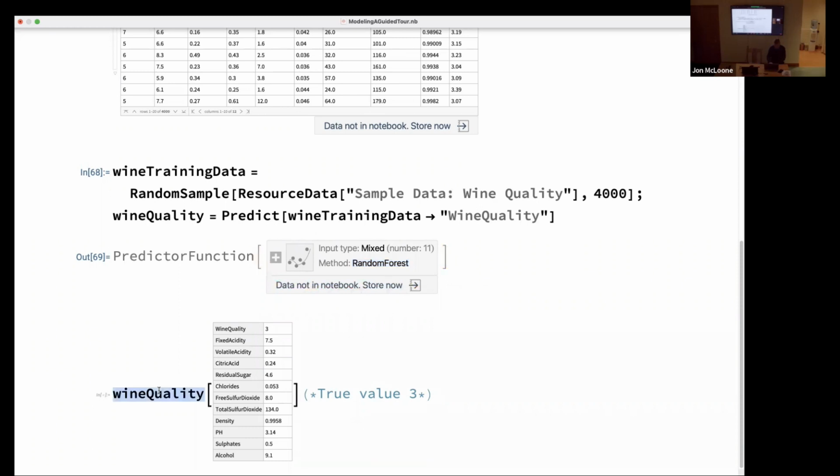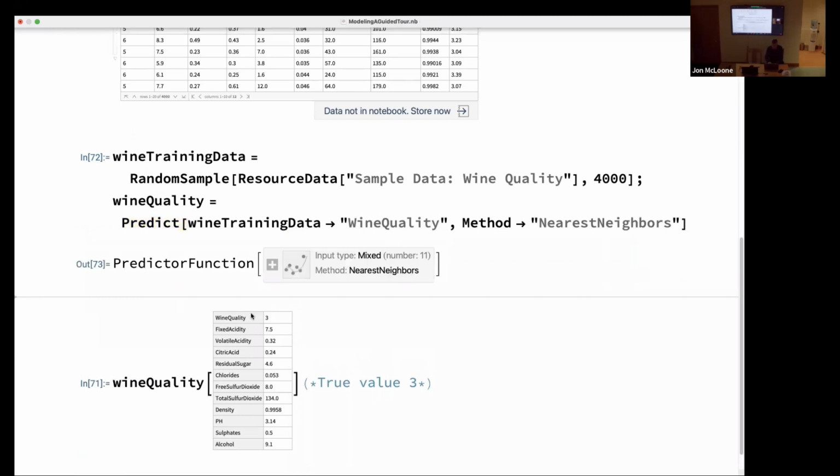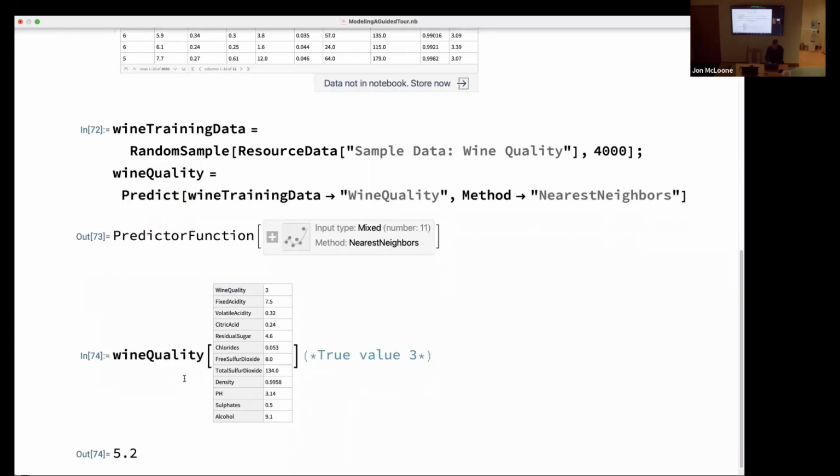And then we can give it the unseen examples. So here's one I took from the data set. It has a true value of 3, and we'll see what it comes up with. 4.6. Well, on a 2 to 9 scale, that's not terribly far off, but it's not done such a good job here. But the point is that I haven't got involved in that at all. I've just trusted it to do this. Now, I could do something a bit more manual here and say Method goes to, I know, let's do the k nearest neighbor method and see what that does with it, and that's got worse. So its automated choice seems to have done a good job.